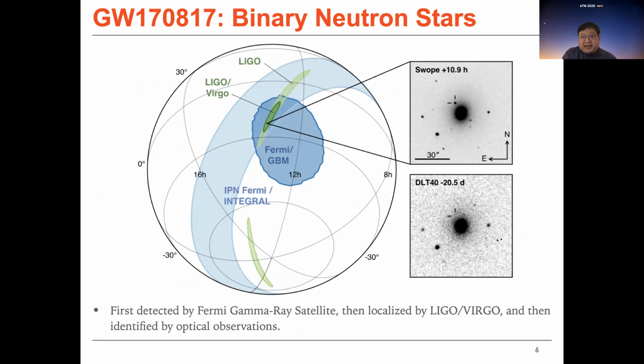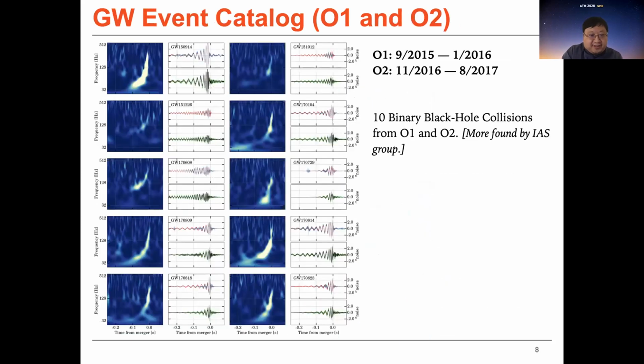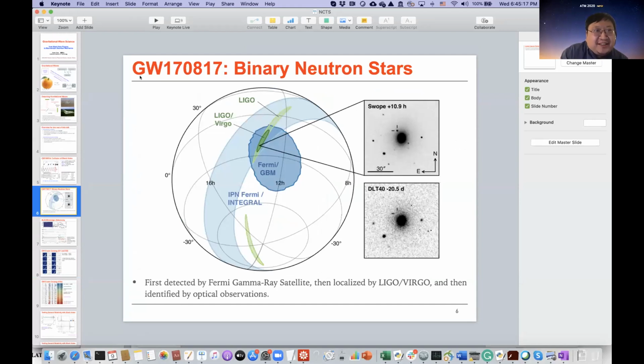So this first detection of neutron star binaries also was observed in the, somehow I can't point. That's okay. Sorry. Maybe I should do this. This way I can point, I think.